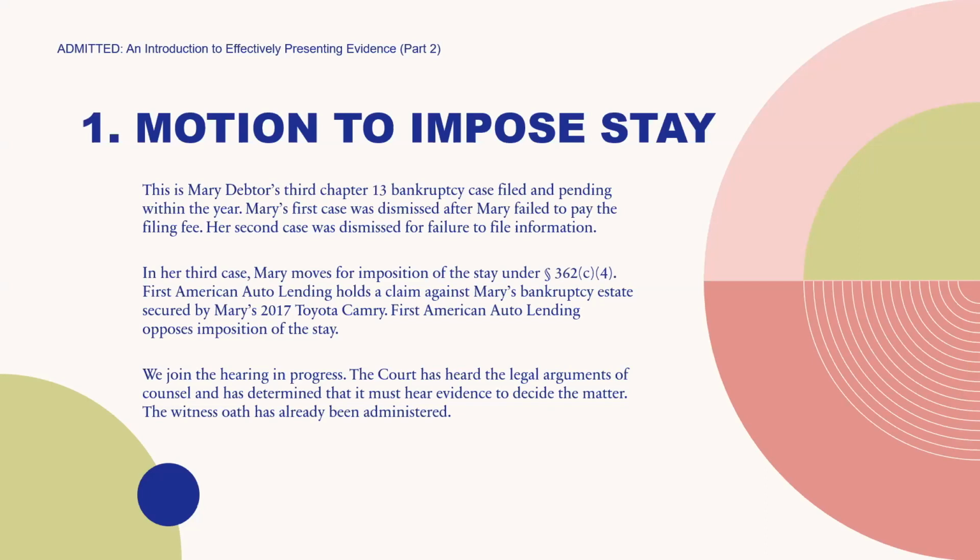First American Auto Lending holds a claim against Mary's bankruptcy estate secured by Mary's 2017 Toyota Camry. First American Auto Lending opposes imposition of the stay. We join the hearing in progress. The court has heard the legal arguments of counsel and has determined that it must hear evidence to decide the matter. The witness's oath has already been administered, and we're proceeding. Mr. Johnson, call your first witness.